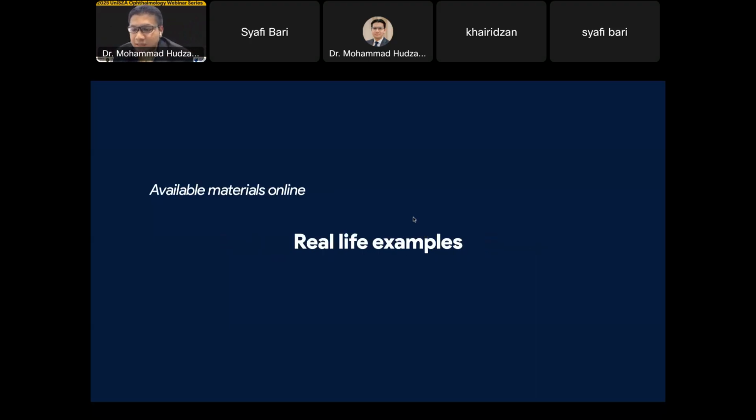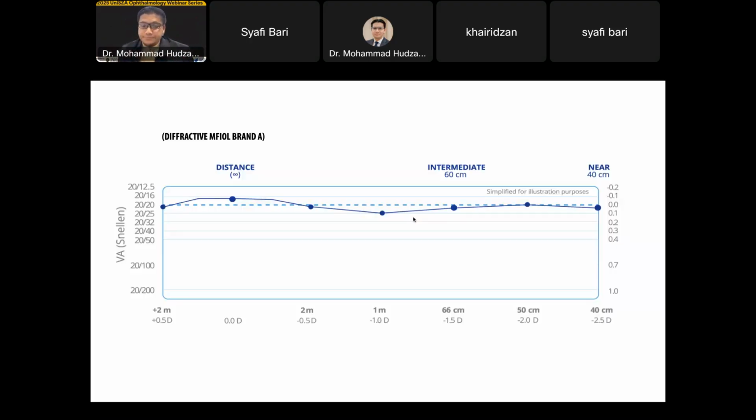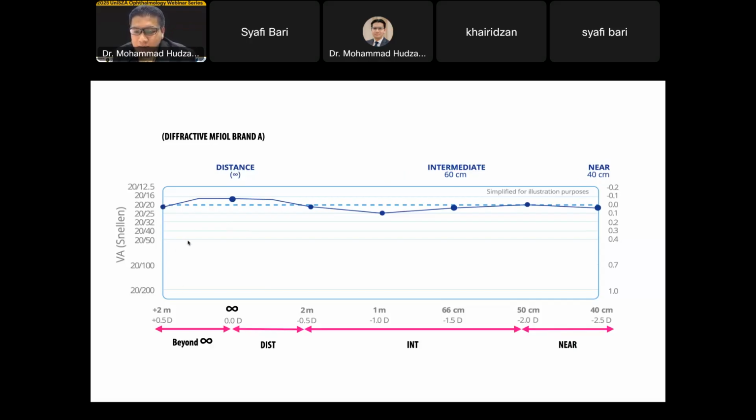Okay, let's take a look at a real life example that I took from available material online. These are all material online, just for us to learn today. So let's have a look at the first brand, brand A, with a diffractive multifocal defocus curve. The brand decides that distance is at infinity, 6 meters. Intermediate is at 60 cm and near is at 40 cm. And they decide the clear vision is 20/20 or 6/6. Okay, 6/6 is the line of clear vision.